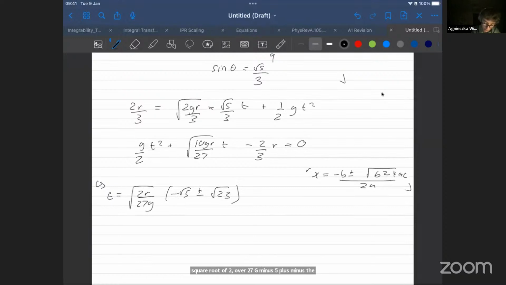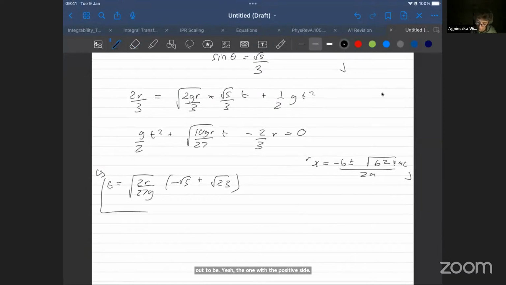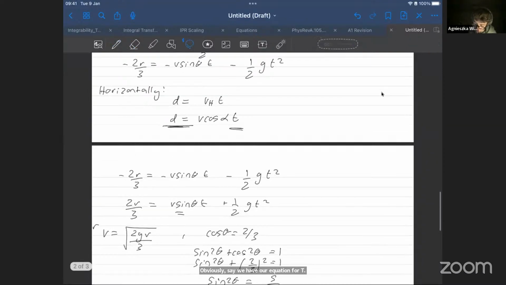Now we have two solutions for t. So you must be thinking, well, which solution do we pick? Well, time is positive in our problem here because it's going to flow forwards in time. The ball is obviously going to land after it has left the sphere. So we're going to pick the positive solution, which turns out to be the one with the positive sign. So we have our equation for t. Now we want our final expression, which is for the distance traveled.